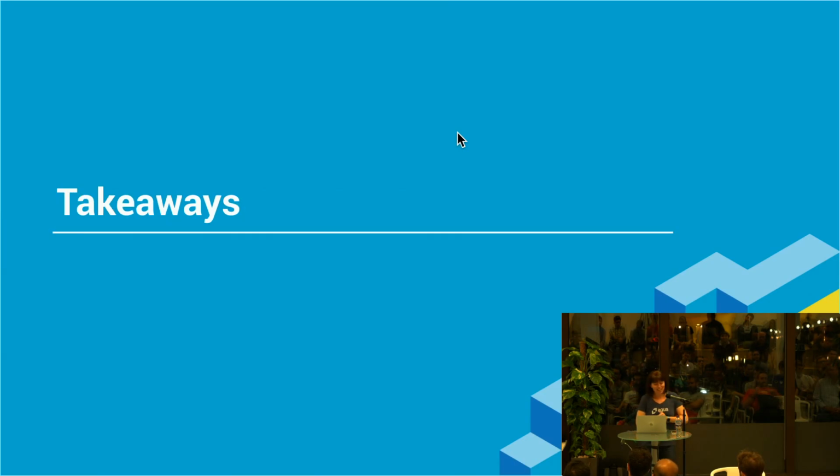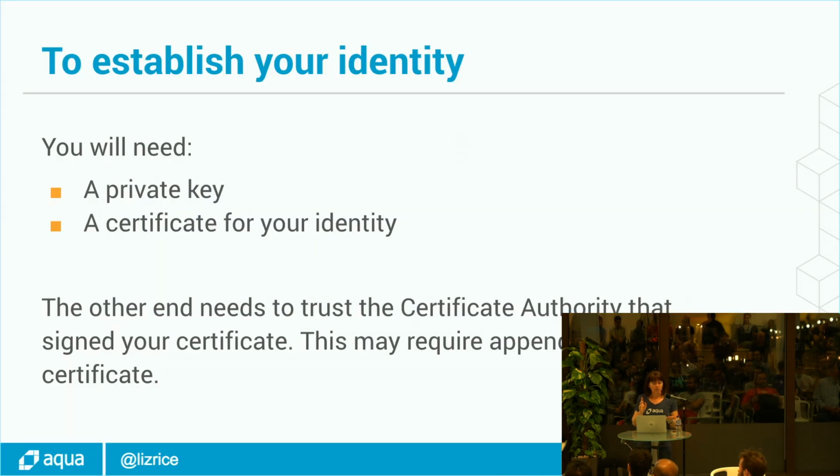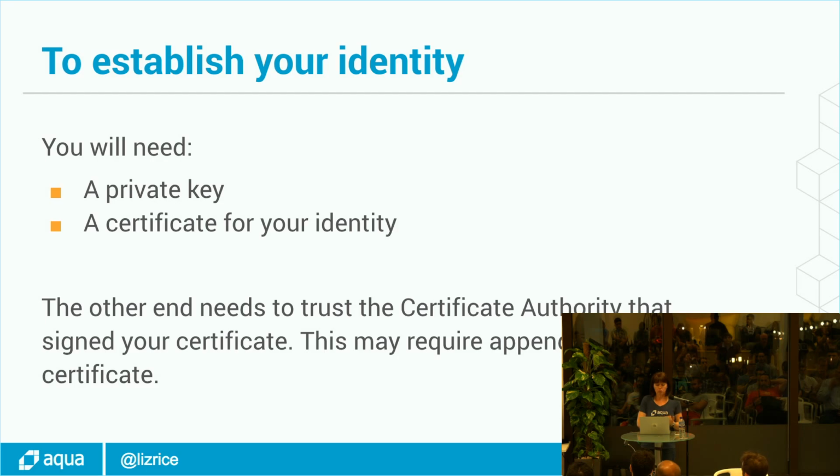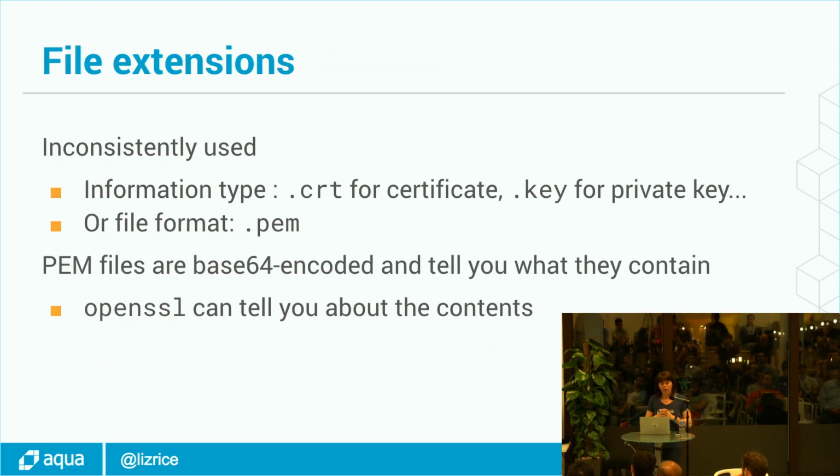So, a few things to take away from this talk. In order to establish your identity, you're going to need a private key so that you can decrypt messages sent to you, and you're going to need a certificate that you can give out that contains a corresponding public key, and whoever signs that certificate has to be trusted by whoever is going to read that certificate. File extensions can be really confusing and they're used inconsistently. PEM format files do at least give you a sort of human readable way of quickly seeing what kind of contents they have. You can also use OpenSSL to actually get inside both PEM format and binary format files.